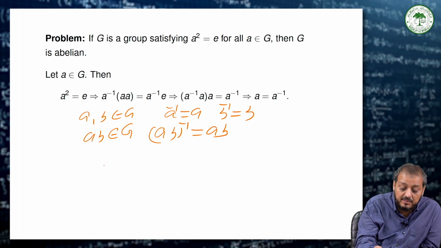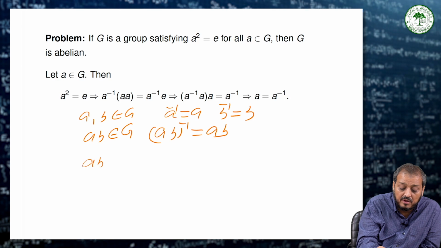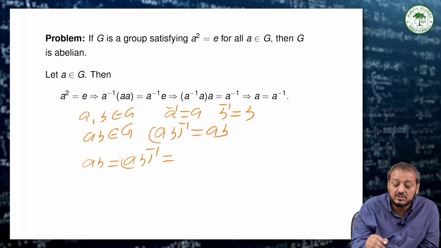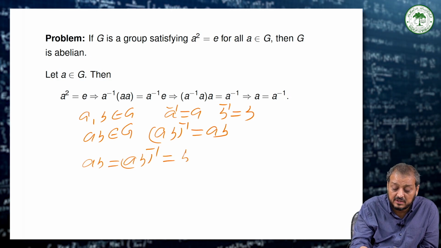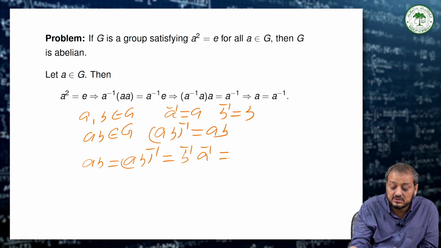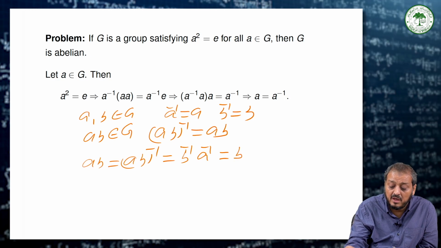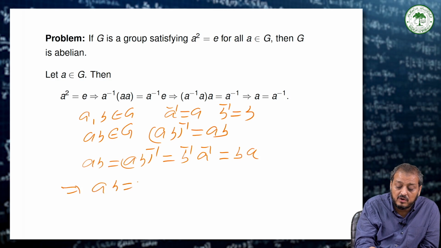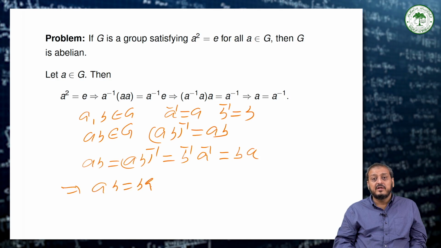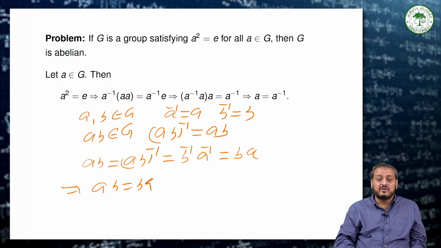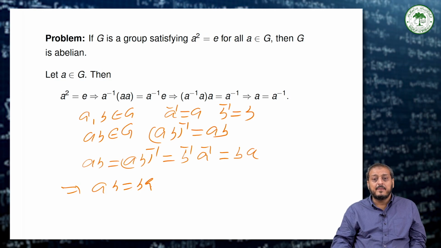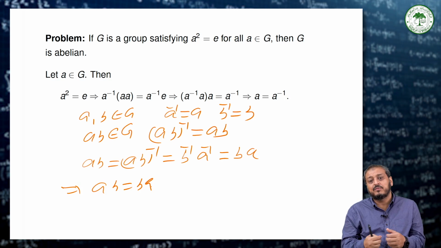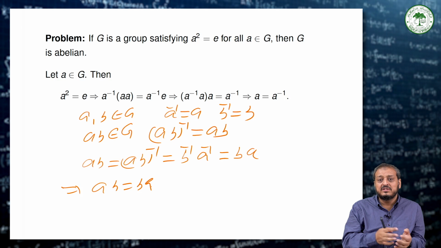So we can say that ab can be written as ab inverse, and now using the property of inverses, this is equal to b inverse a inverse. Then b inverse is equal to b and a inverse is equal to a. So this means we can show that ab is equal to ba. Then clearly G is an abelian group. So whenever a group G satisfies the property a squared is equal to e, then G is abelian.